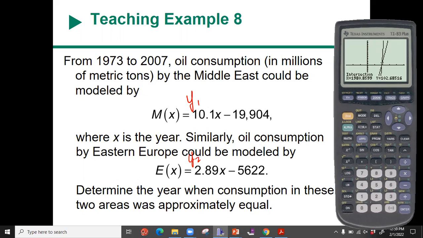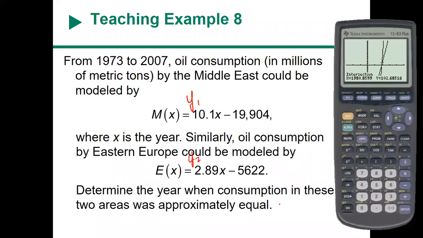so 1981, roughly. So approximately, it says determine the year when consumption in these two areas are approximately equal. Well, according to my graph, that's 1980. I'm going to put 0.9 just so you can see it. But 1980, 1981 is going to be where their consumptions are the same. Okay. You're going to have to be patient with the calculator, especially when you're working with large numbers. Okay. So remember, you watch me go through a series of things in order to get to that conclusion of 1980, 1981.